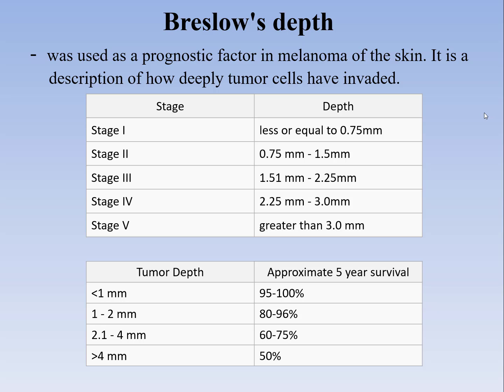It was used as a prognostic factor in melanoma, but now we use it for the other malignant tumors of the skin like basal cell carcinoma. It's a description of how deeply tumor cells have invaded. In stage 1, depth of invasion is less than 0.75 millimeter. Stage 2, 0.75 to 1.5 millimeter. If the tumor is less than 1 millimeter, approximate 5-year survival is 95 of 100. But if the tumor is deeper than 4 millimeter, 5-year survival is only 15%.